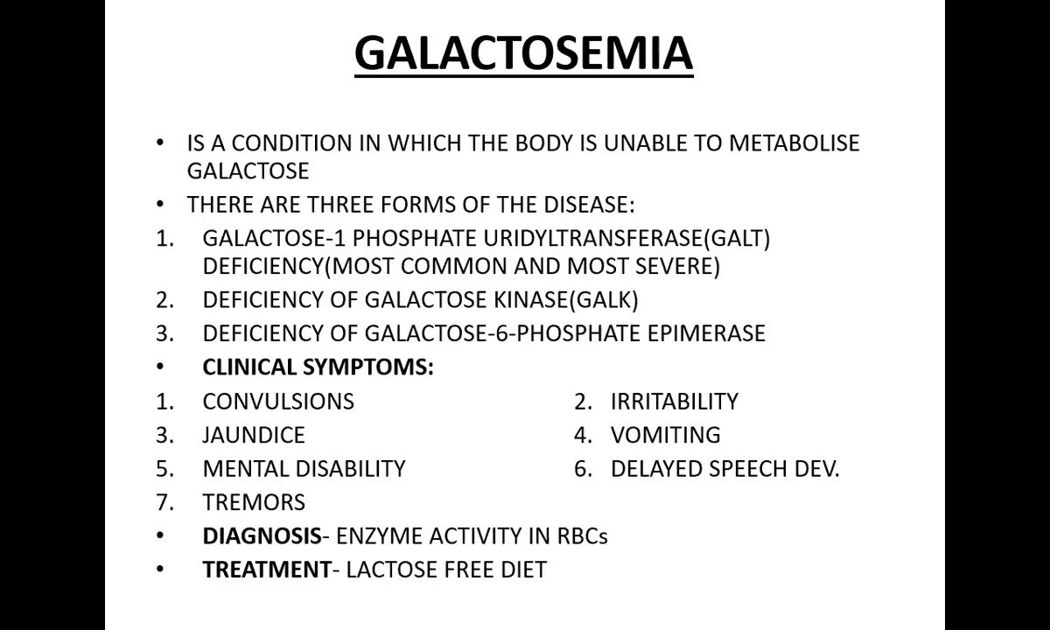Galactosemia: it is a condition in which the body is unable to metabolize galactose. There are three forms of the disease: galactose-1-phosphate uridyl transferase, that is GALT deficiency, which is an enzyme; deficiency of galactokinase; and deficiency of galactose-6-phosphate epimerase. The most severe and most common form is the GALT deficiency. Clinical symptoms are convulsions, irritability, jaundice, vomiting, mental disability, delayed speech development, and tremors. The diagnosis is done by assessing the enzyme activity in RBC for GALT. Treatment is again the lactose-free diet.